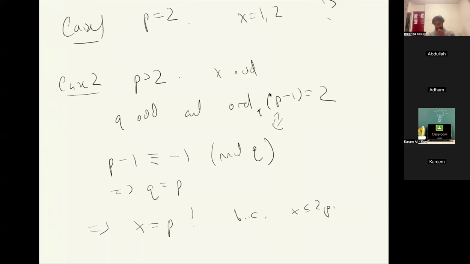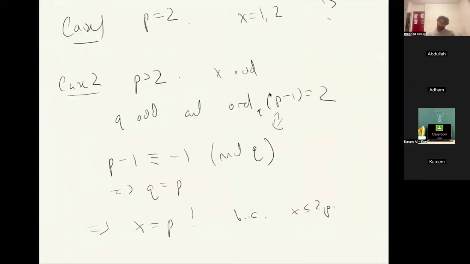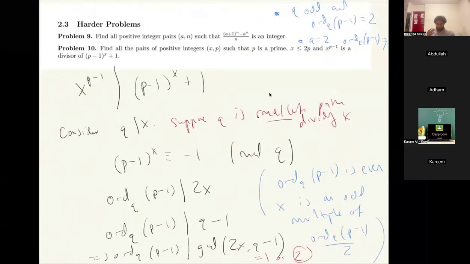So what are the solutions? There's p equals 3, x equals 3, and there's the solution when p equals 2, which I think means x equals probably 1 and 2, I guess. Yeah, there's 3 solutions. Okay, so that's the problem. Any questions?